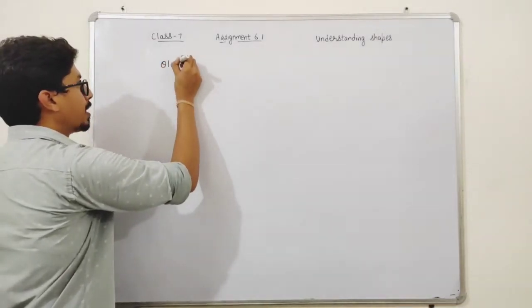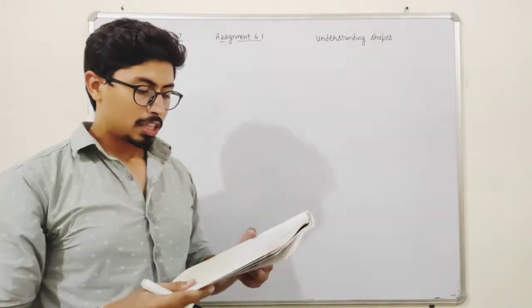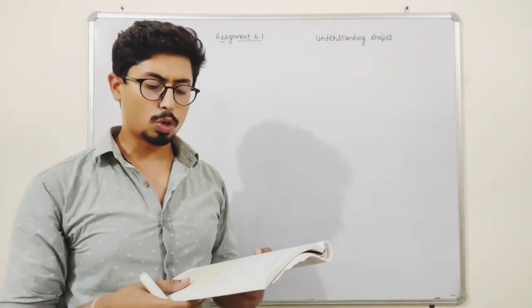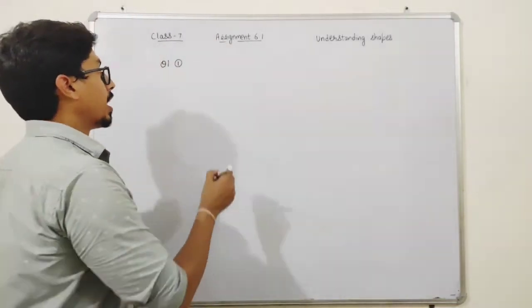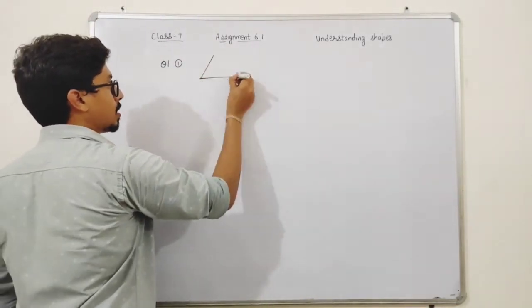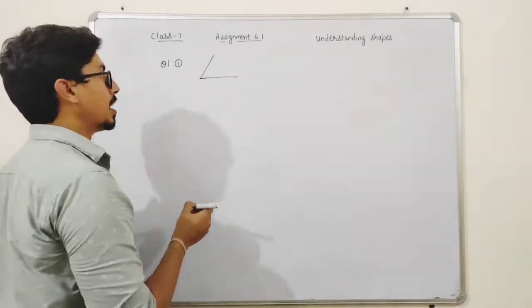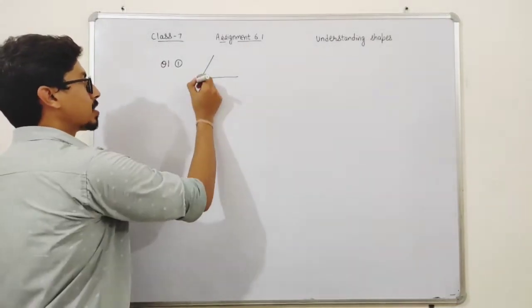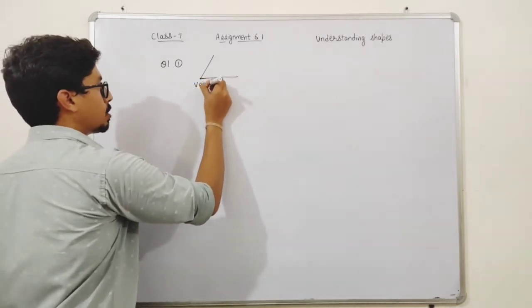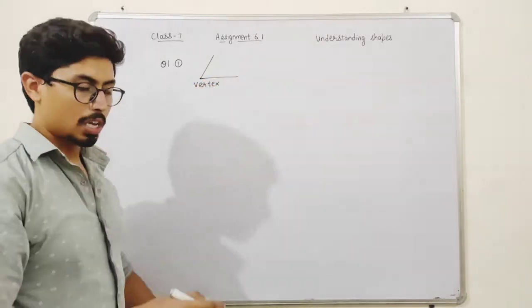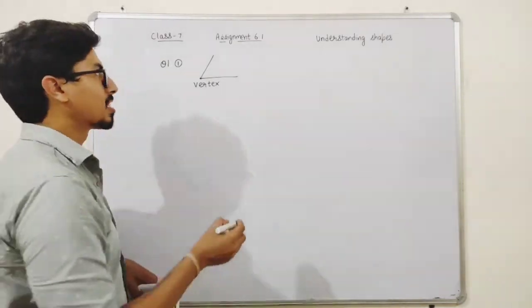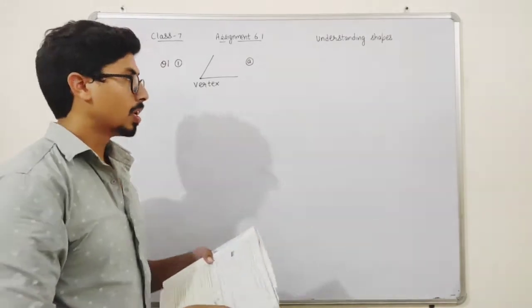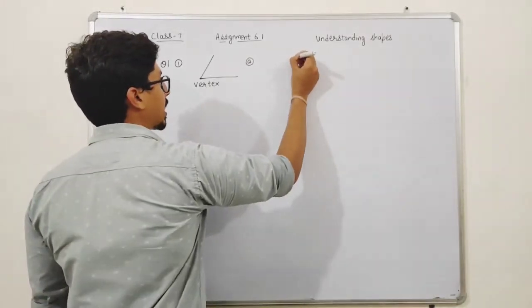Question number first part. The question is: the common end point where two rays meet to form an angle. See, if I take these two rays, the common end point is this, and students, this point is called vertex. This point is called vertex, students. So our option number A is correct.